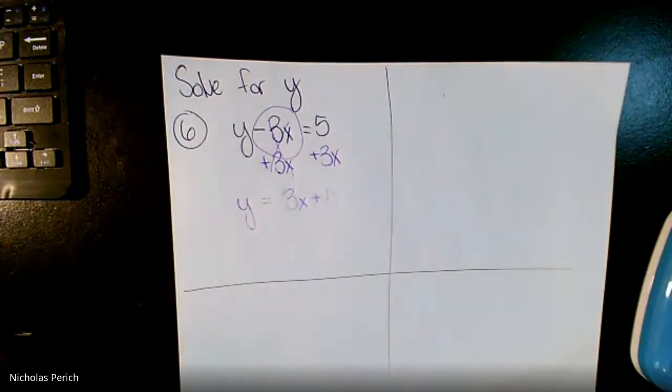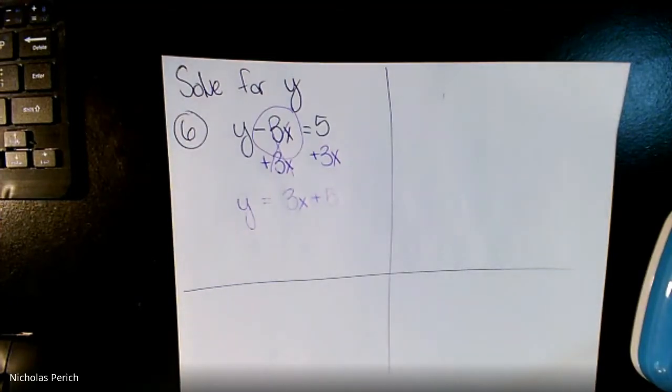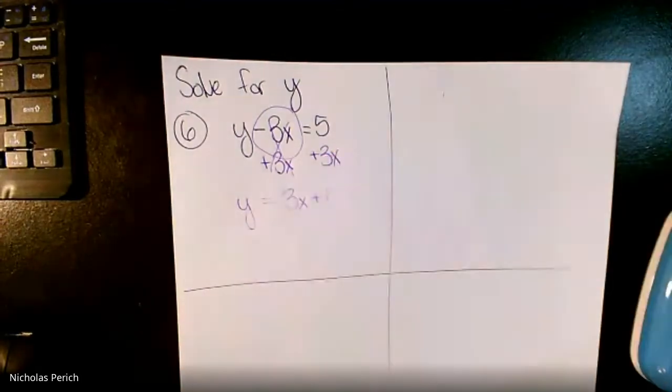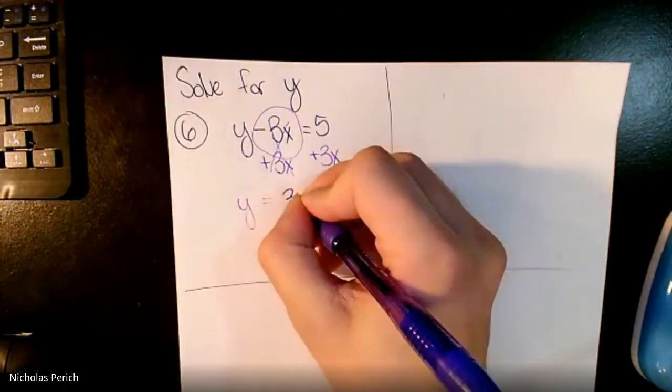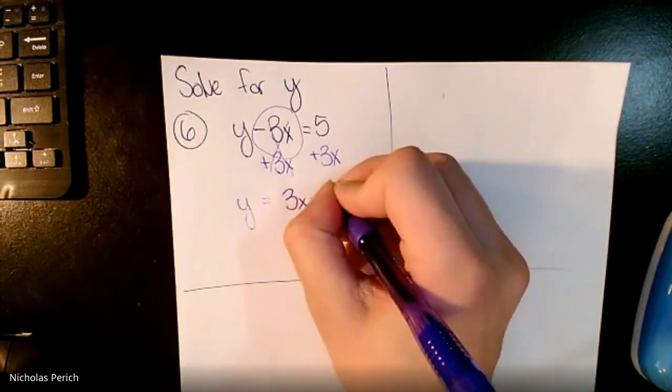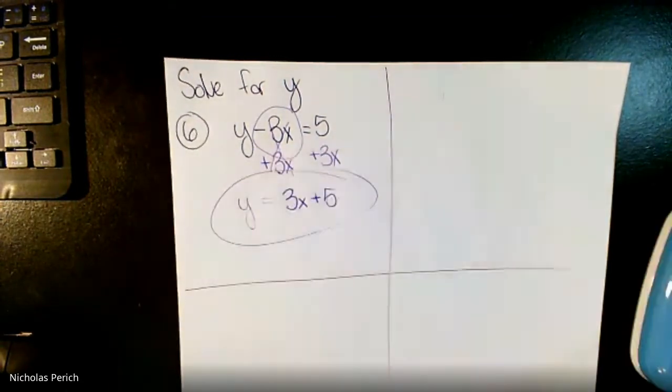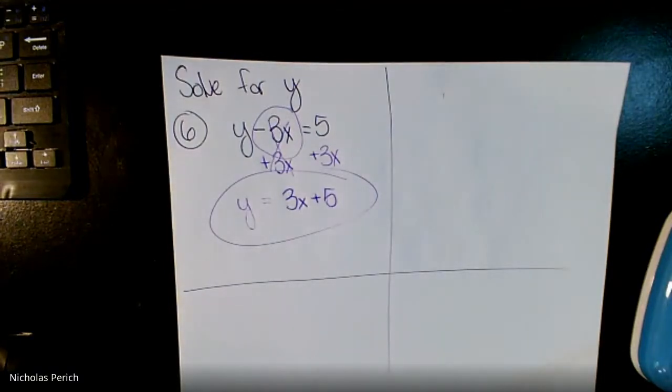Now you might be thinking, whoa, why isn't it 5 plus 3x? Good question. I always like my variable to go first. And in this chapter, we're going to learn something called slope-intercept form. And in slope-intercept form, the variable always goes first. That's just the way it is. Tupac once said that. And why should we change it? So now y is all by itself. Good job, everybody.